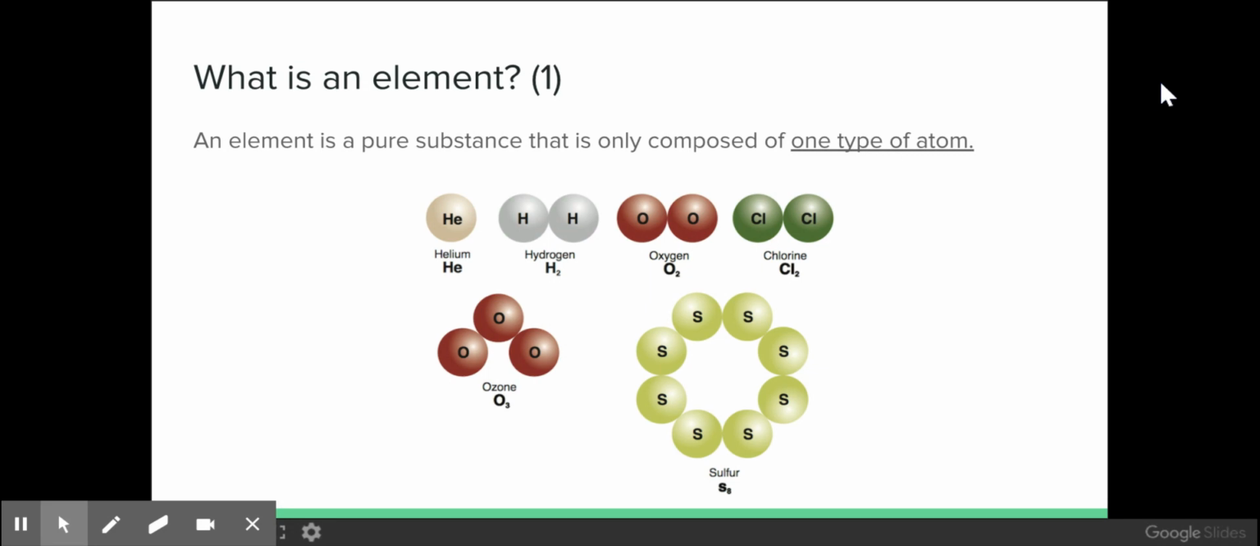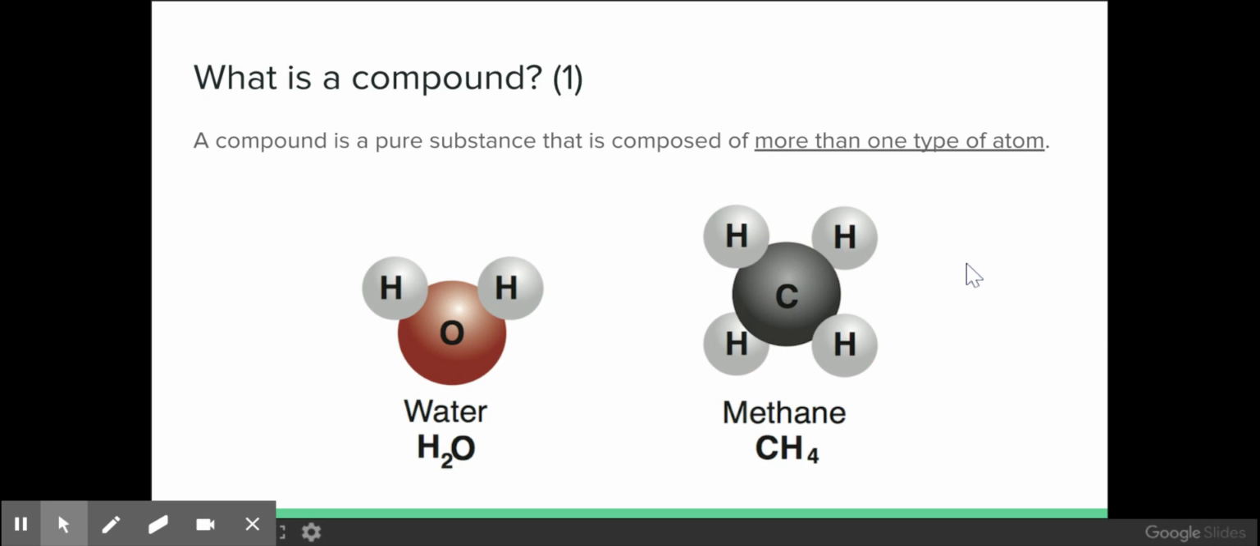An element is a pure substance that is only composed of one type of atom. Like I said, you can have elements that are composed of units of 8 atoms, like sulfur. Ozone is O3, but as long as they're the same type of atom, it's an element. A compound, on the other hand, is composed of atoms of different elements. So we went over water. Oxygen is connected to both atoms of hydrogen, and methane is a compound made up of carbon connected to hydrogen.